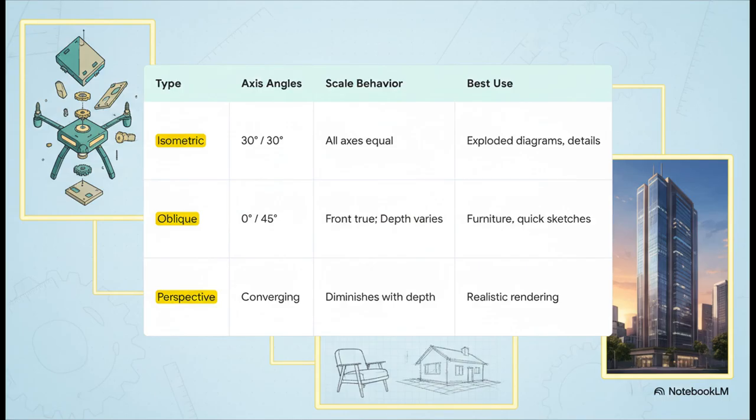You'd use an isometric drawing with its fixed 30-degree angles and equal scale for, say, a technical diagram of a joint. But for a realistic rendering to show a client, you absolutely need perspective, where the scale shrinks with depth. Each system is a highly specialized tool for a very specific task.